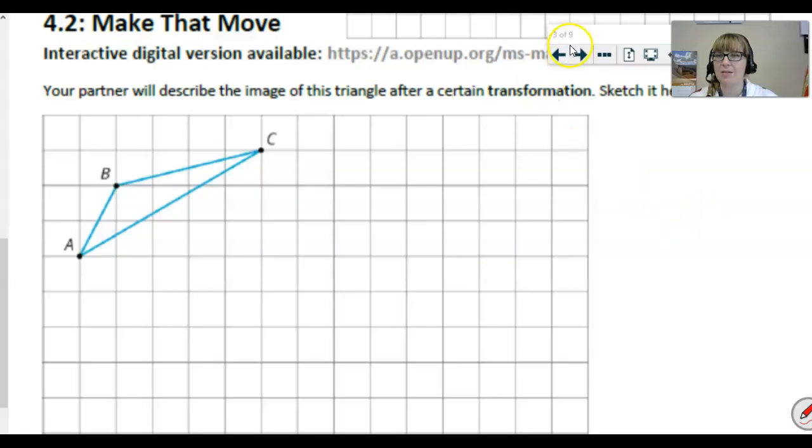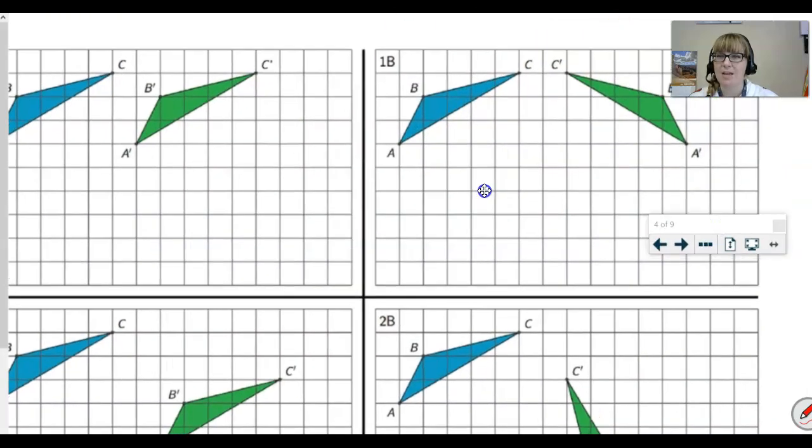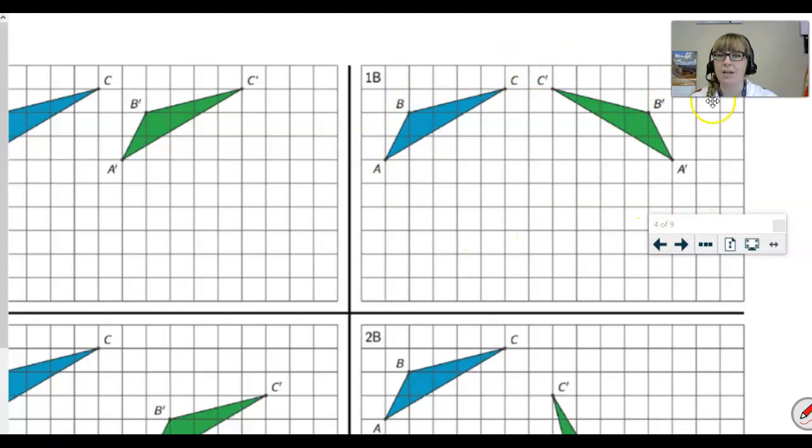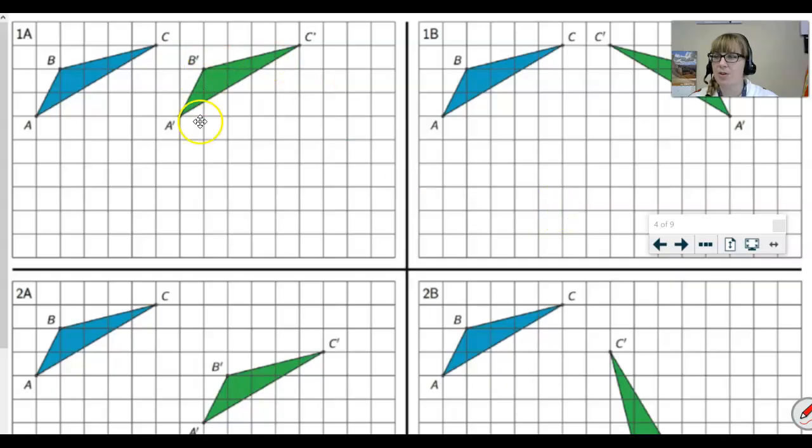What does your image look like? I'm going to go to the next screen where you're going to see a series of images. The one that I described is right here. This one is the reflection. Hopefully it looks like this. In class, students had the opportunity to describe each one of these transformations, and we'll describe them now as well.